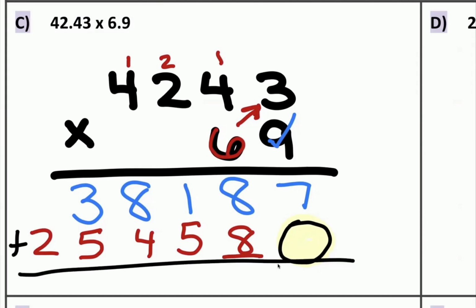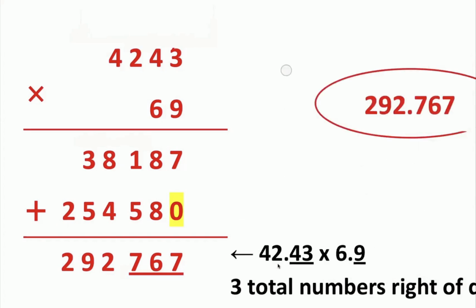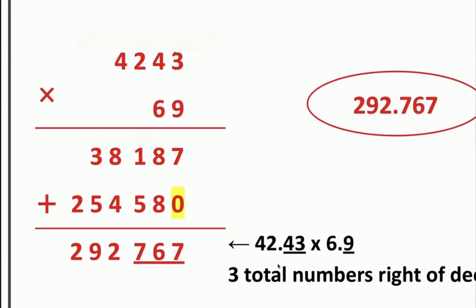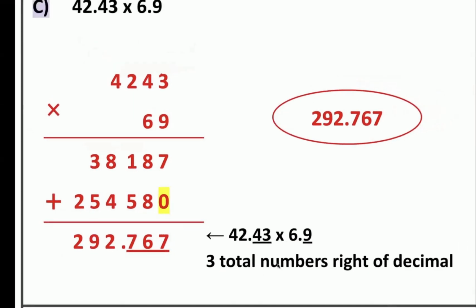Let me show you a little bit of a neater look at this. So here's what we get when we add everything together. Now we're not done yet. Our very, very last step is we reinsert our decimal. So there are 3 numbers right of our decimal. So we want to make sure that our answer has 3 numbers right of the decimal as well. So here's our final answer.